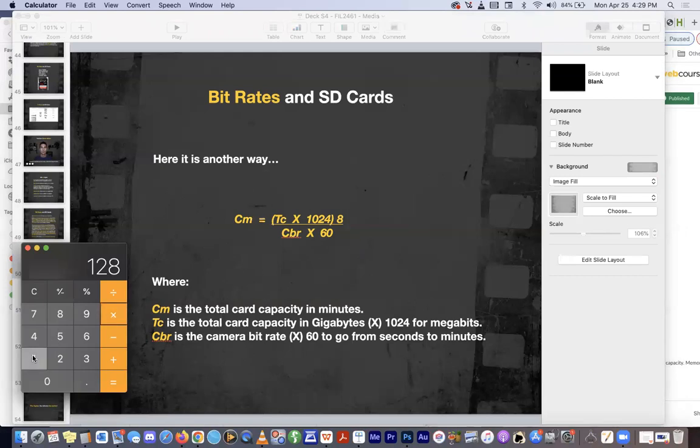128 times 1024 will give us a megabytes number, which is kind of big, 131,072. Then we're going to multiply that times 8 to get to megabits. And we're going to get this big number right here, 1,048,576. But then we're going to divide that by the bit rate times 60. Okay. So I should have done that probably first.